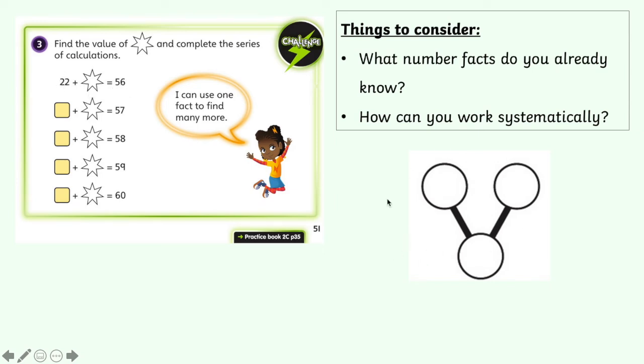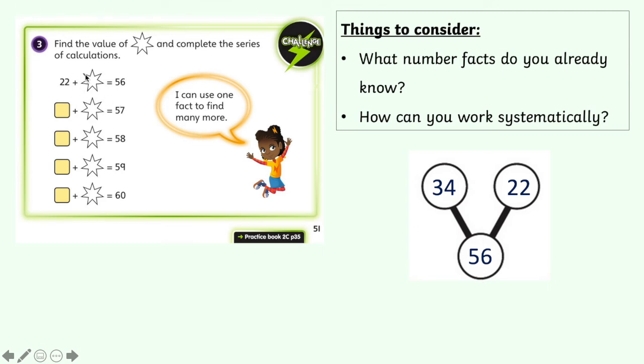Let's have a look how that's represented in a part whole model. 56 is the whole, 22 is the part we know, and there's a missing part that we're trying to find out. We need to do 56 take away 22 to find that missing part. And the missing part is 34. 34 add 22 makes 56.